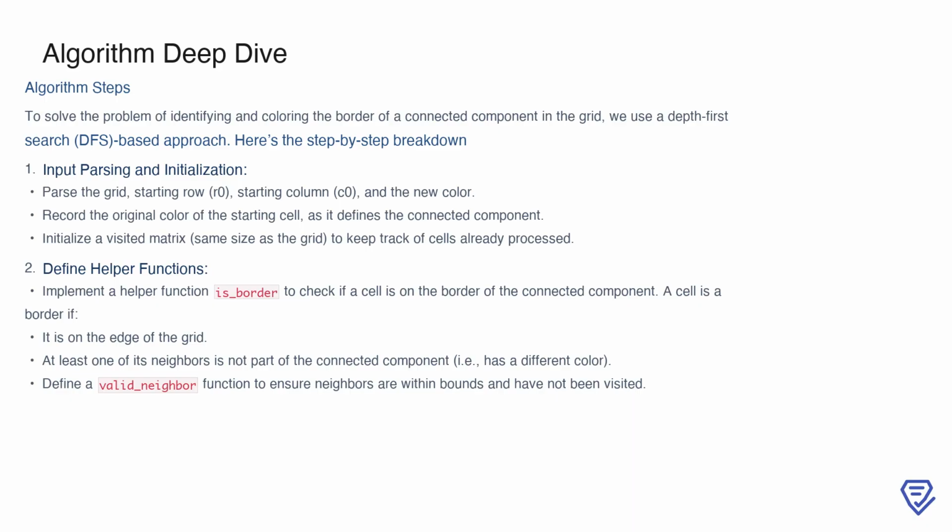Additionally, we define two key helper functions. The first is an is_border function, which determines whether a cell lies on the border of the connected component. A cell qualifies as a border if it's located at the edge of the grid or if any of its neighbors fall outside the connected component. The second is a valid_neighbor function, which ensures that a neighboring cell is within grid bounds and has not already been visited. These preparations set the foundation for solving the problem efficiently.